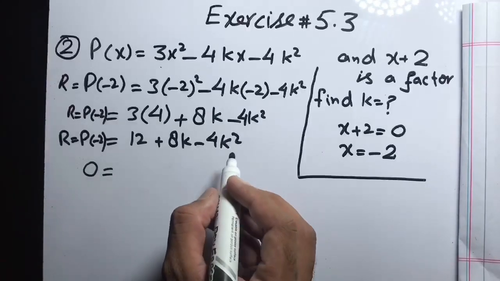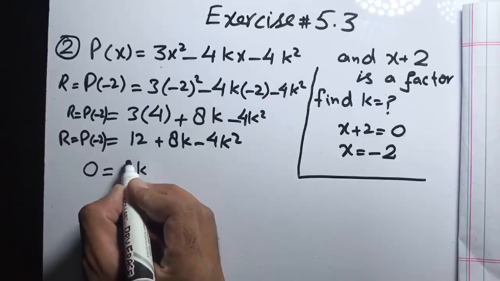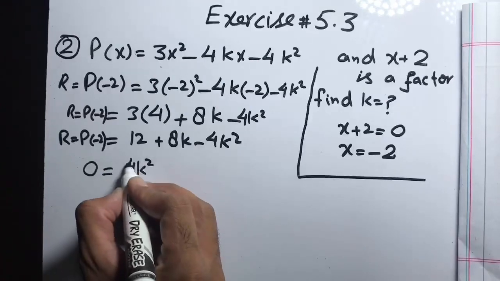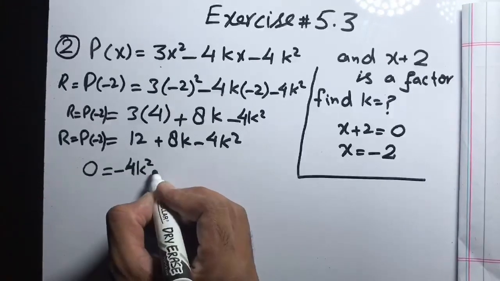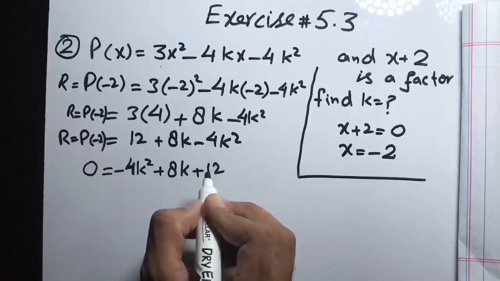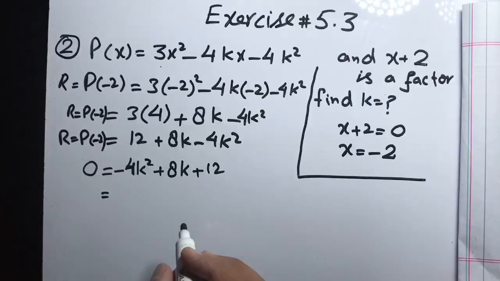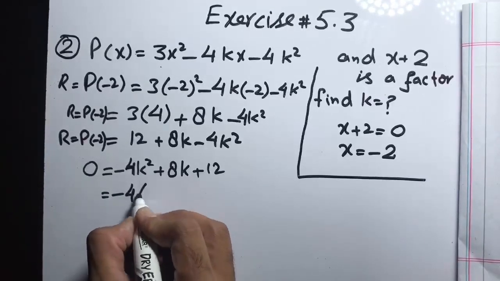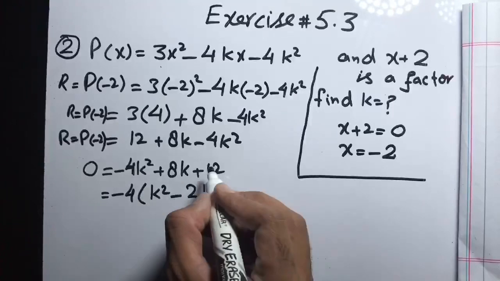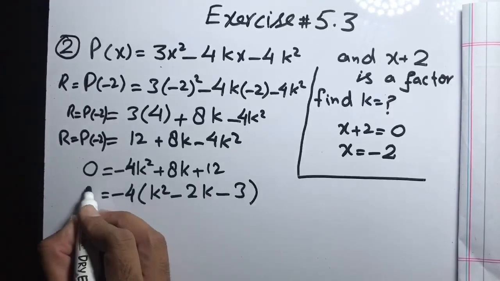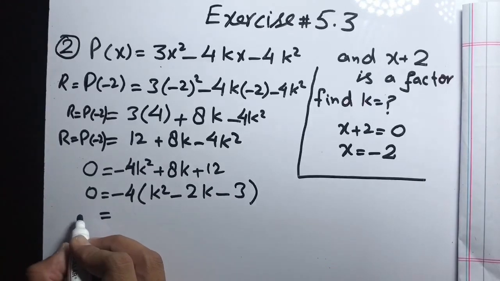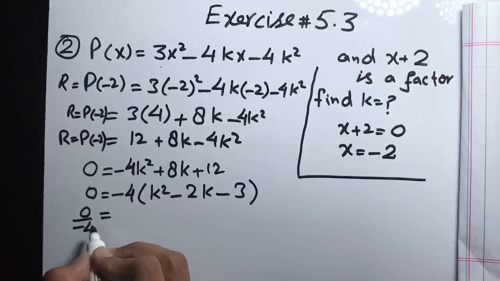Now I write k square first, for k square, as the term whose power is greater we write first. Then here we write plus 8k, and here we write plus 12. From here you can take common minus 4, so I take minus 4 common. Here I get plus k square minus 2k minus 3, and here is 0. And as minus 4 is multiplying by this expression, so here I write 0 over minus 4. Here it will be divided.